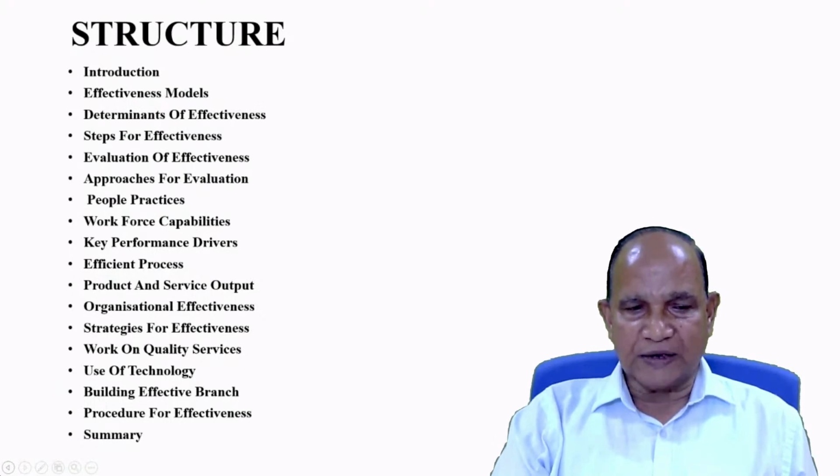considered. Next, there should be building of effective branch. If the organization is having a number of branches, then the head office as well as the branch offices should have proper effectiveness in the organization. Then there should be some procedure which should be followed for maintaining effectiveness, that should be known for better understanding.